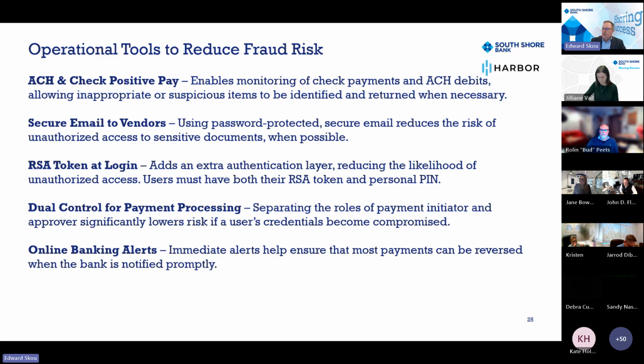We have the RSA tokens. Everybody here who uses payments is familiar with those. You can also use a token at sign-in if you'd like to. It's a secure feature. Rather than using a password every time, you're using your RSA token, which I think is a big improvement over just a password. Yeah, I love that. We mentioned the dual control for payment processing. I think that's key. And then the last piece is online alerts.